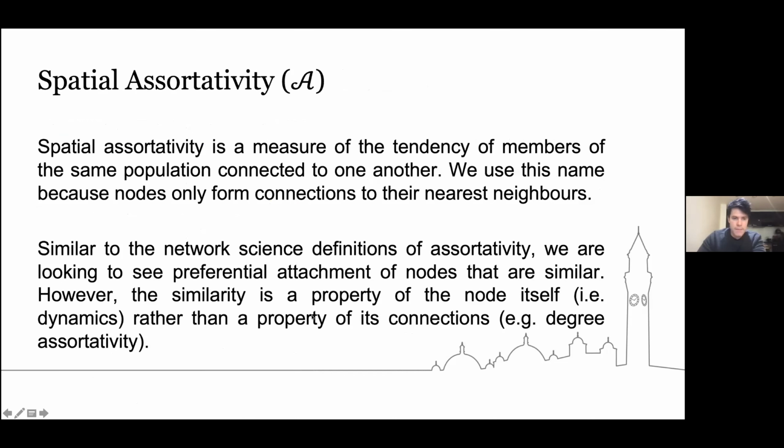So first I need to define a measure of spatial assortativity, which is just the measure of the tendency of members of the same population to be connected to one another. We're using the name spatial because the nodes are forming connections to their nearest neighbors. This is similar to the network science definition of assortativity, for example degree assortativity, except that the preferential attachment is about an intrinsic property of the node rather than, for example, checking how likely 2 nodes with similar degrees are to be connected to each other. So it's not a property of the network, rather a property of the intrinsic properties of the node.